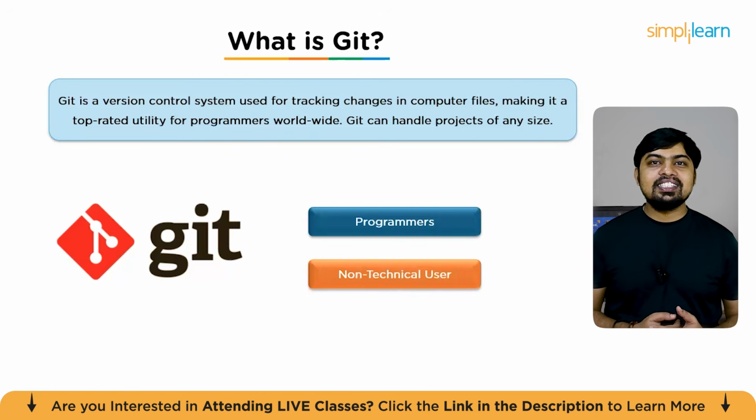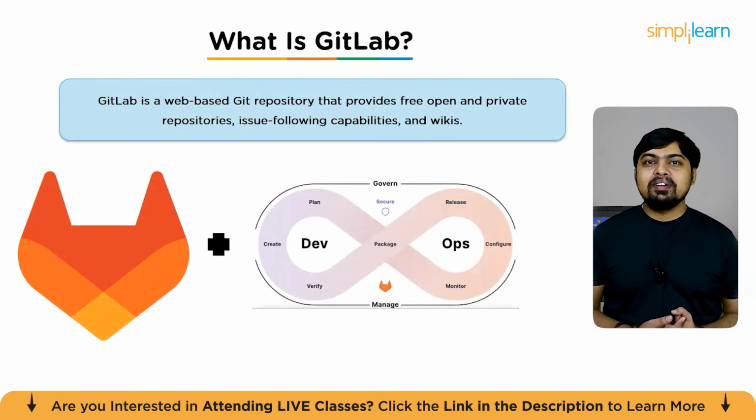Now that we have a better understanding of what Git is, let's cast our net out further by looking at hosting repositories. What is GitLab? GitLab is a web-based Git repository that provides free, open, and private repositories, issue tracking capabilities, and wikis. It is a complete DevOps platform that enables professionals to perform all the tasks in one project, from project planning and source code management to monitoring and security. Additionally, it allows teams to collaborate and build better software. GitLab helps teams to reduce product life cycles and increase productivity, which in turn creates value for customers.